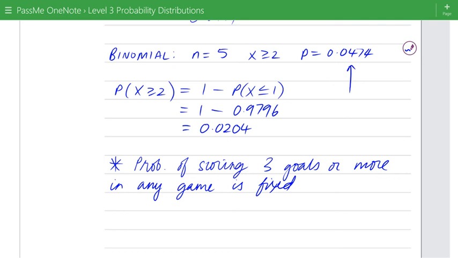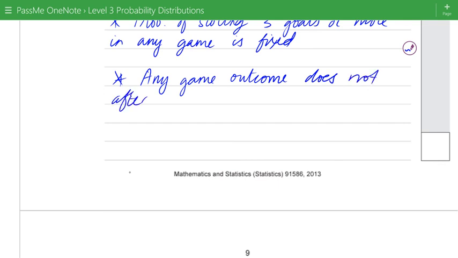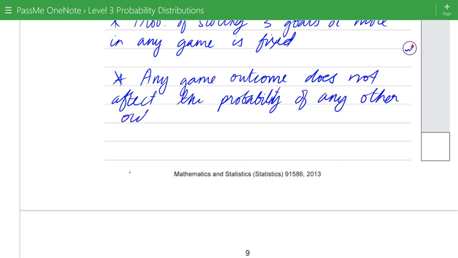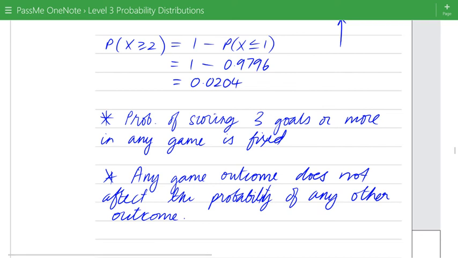So that's one assumption we've got, and we're also still assuming that any game outcome does not affect the probability of any other outcome. And so we're basically saying that it's independent there, because both Poisson and binomial require independence. Okay, and so that's question B.